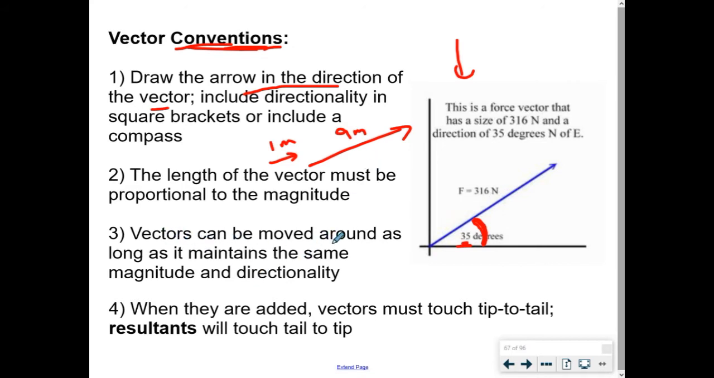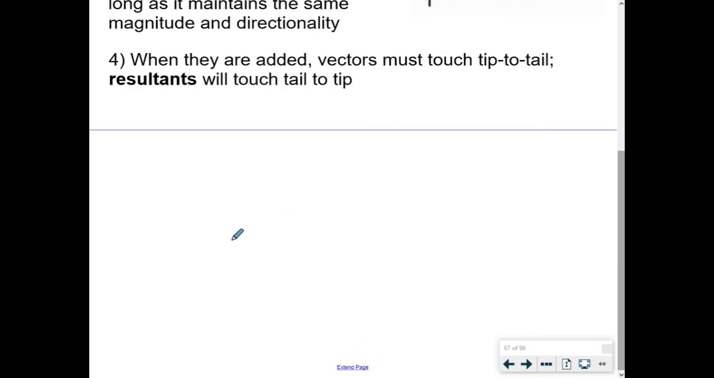Number 3, vectors can be moved around as long as they maintain the same magnitude and directionality. And this is kind of a useful concept. It goes with the next blurb, so I'm going to draw more here. Imagine that I have someone that is pushing in this direction right here, and someone pushing in this direction. Let's say that this guy right here is pushing with 15 newtons, kind of on an angle. I won't even give you the angle right now, we'll just say that it's on an angle. And this guy right here is also pushing with 15 newtons.